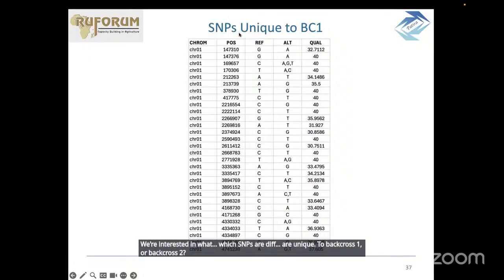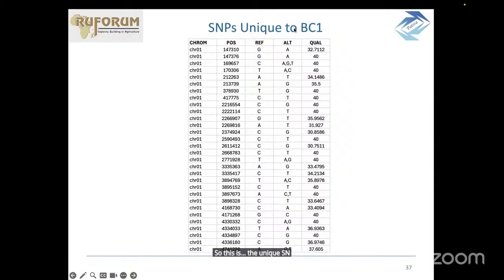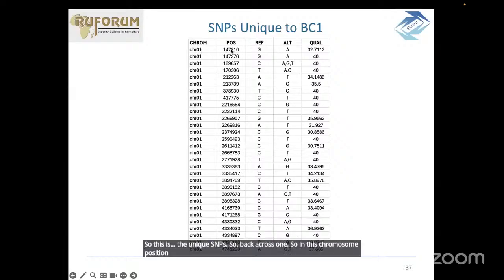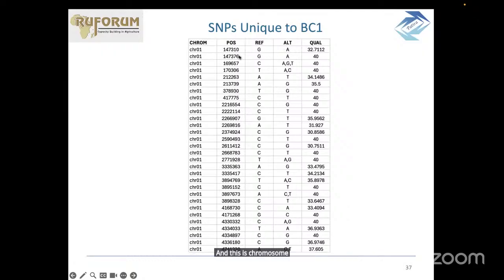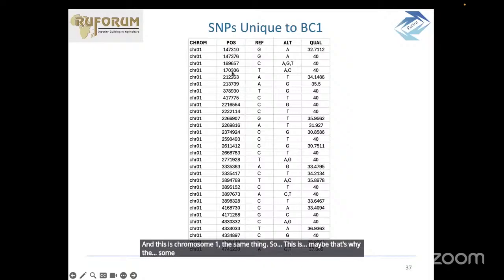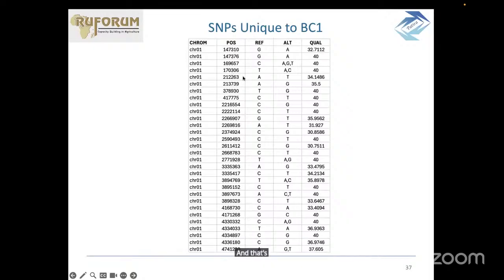So this is the unique SNPs for backcross 1. So in this chromosome 1 and this position, the reference genome was G, the parent, and the alternative was A. And this is chromosome 1, the same thing. So maybe that's why some of these SNPs differ, and that's why we have differences in backcross 1 and backcross 2.